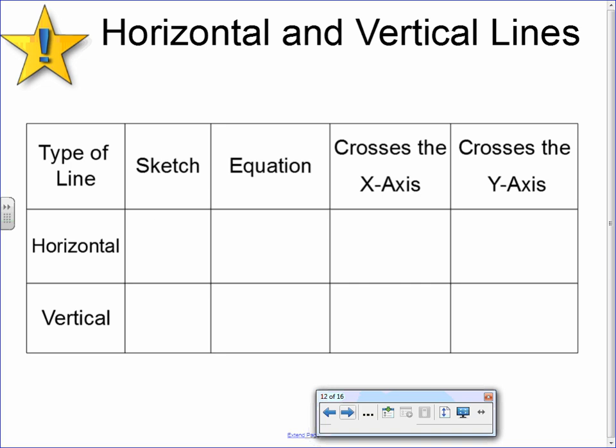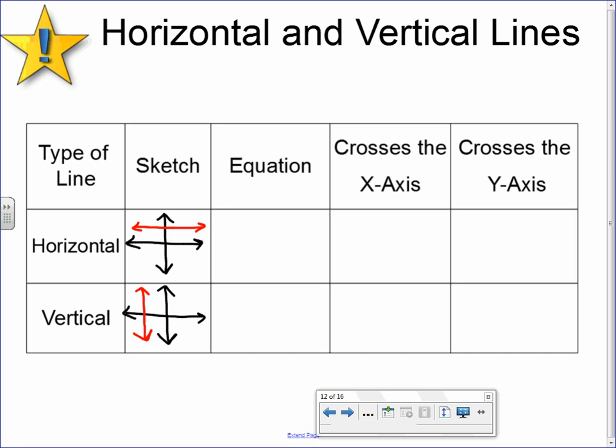Okay, so I'm going to start with a sketch of both of them. Here's my little XY plane. Well, the horizontal line is going to look something like this. A vertical line is going to look something like this. So left and right with no slant, or up and down with no slant. Those are our horizontal and vertical line.